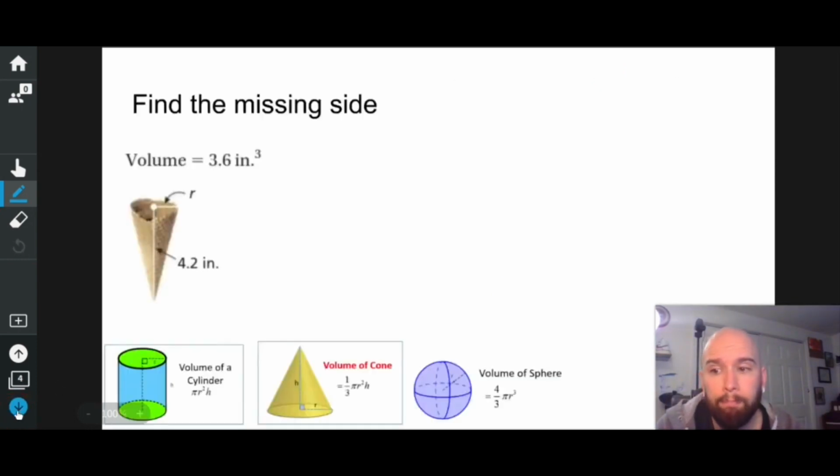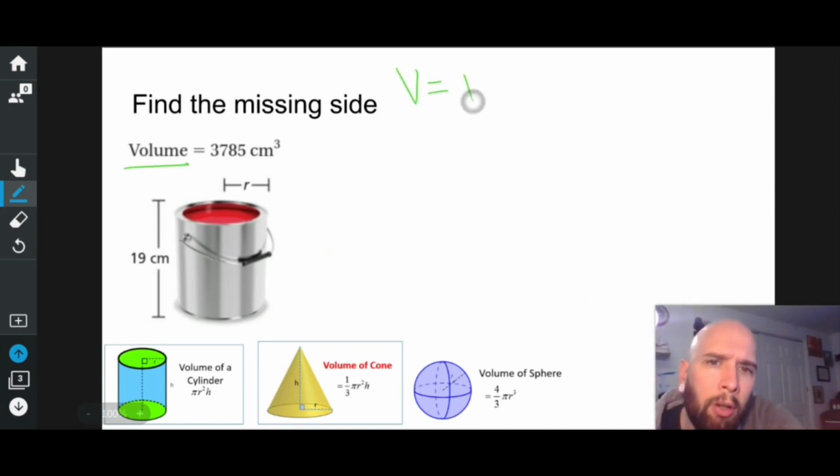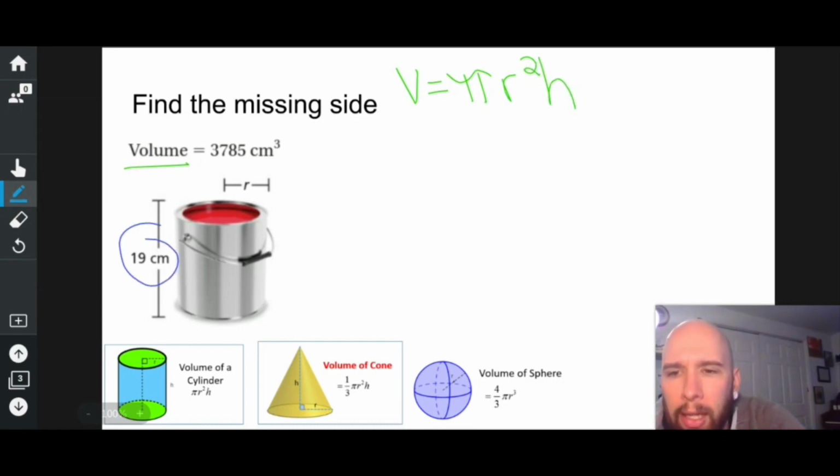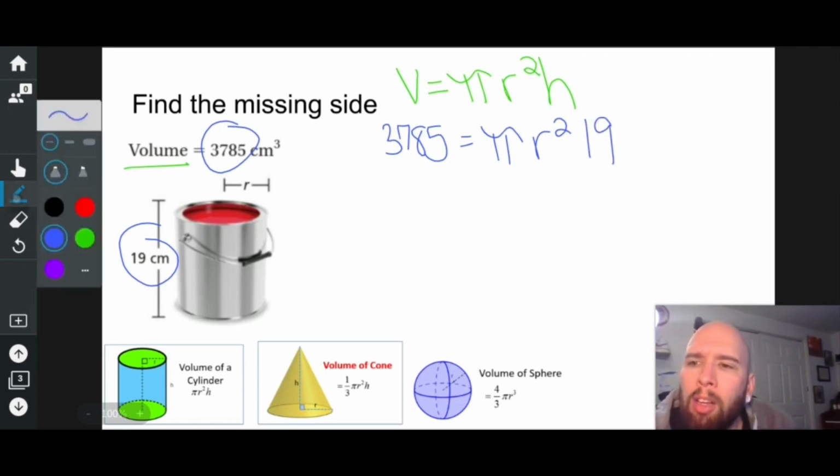Let's try it again. I have a can of paint. So again, I have a cylinder, and I'm given information about a volume. So I'm going to write out the volume formula for a cylinder. V equals pi r squared h. I'm given information about the volume, and I'm also given information about the height. So the volume is 3785, and that's going to equal pi times r squared, which is what I need to find, times the height, which is 19. On the right side, I have pi times r squared times 19.